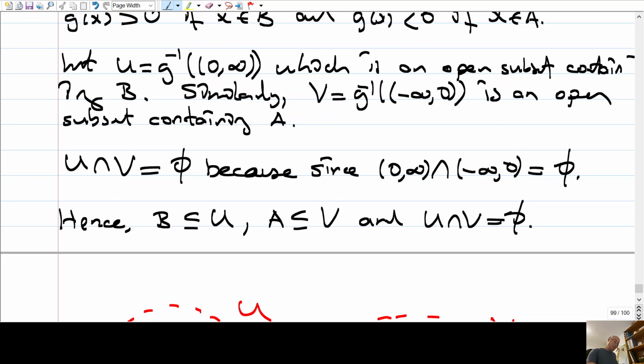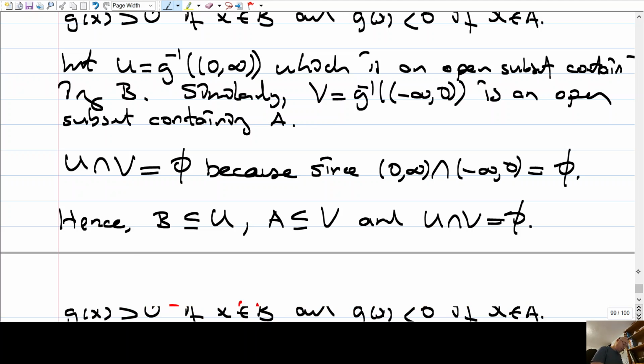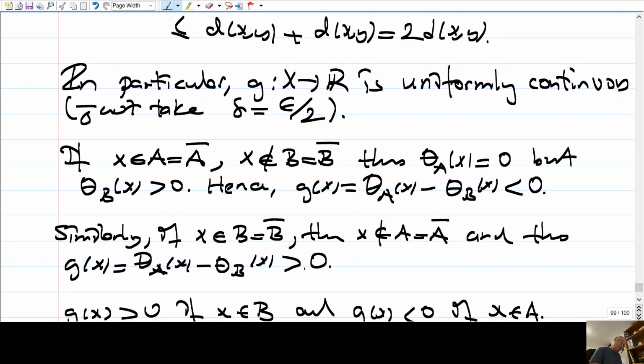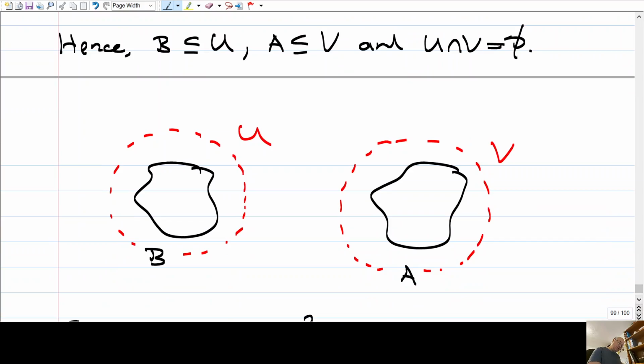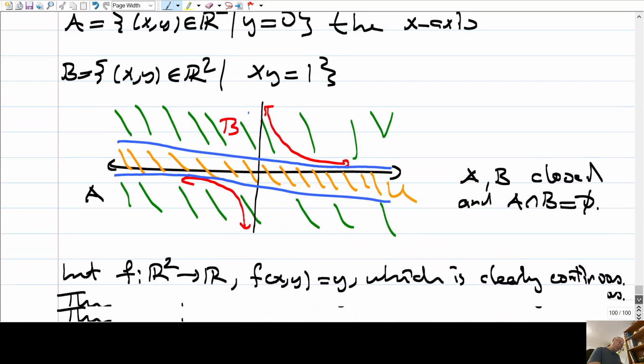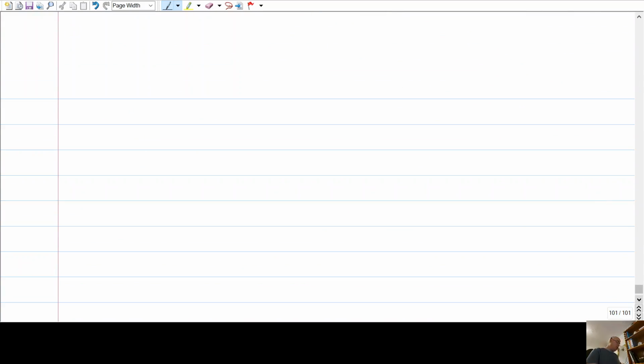Okay, so we realized that one of your friends warned me that we made a mistake here. A and B should be replaced, right? Our function is positive on B, negative on A. Therefore, the subset U contains B and the subset V contains A. So this should be fixed. We fixed it over the text. Now let's continue.